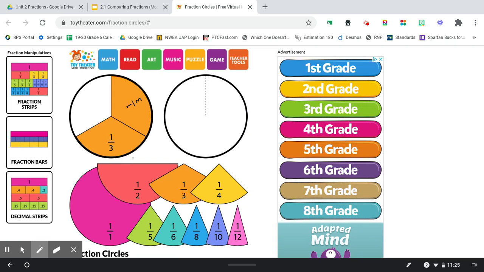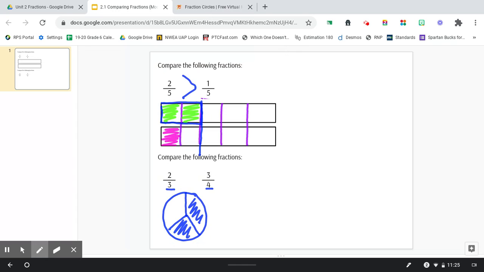So then we have 3/4. So I'm going to use my fourths and say 1, 2, 3. Okay, so I'm going to go back into my document and I'm going to say, okay, I broke it into 4 pieces and I shaded in 1, 2, 3.